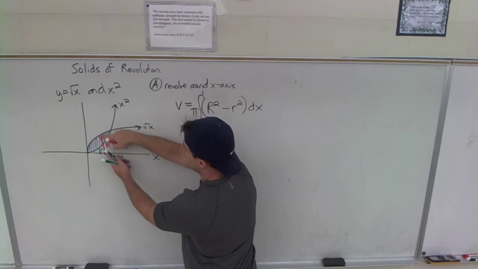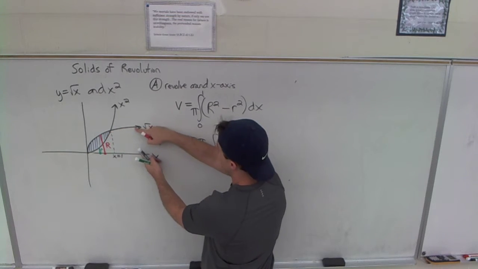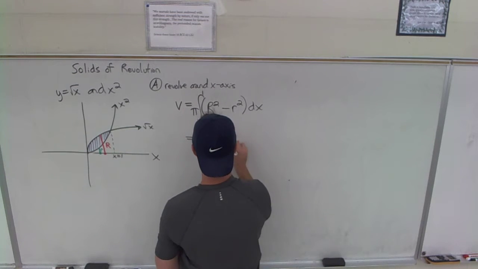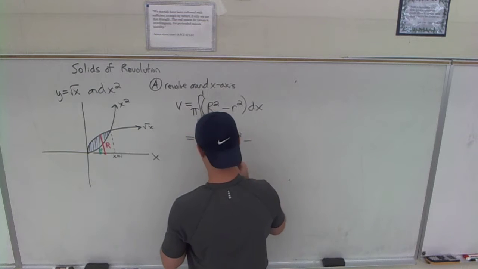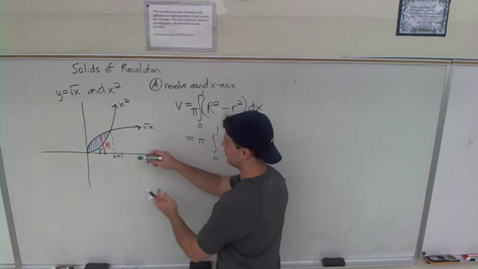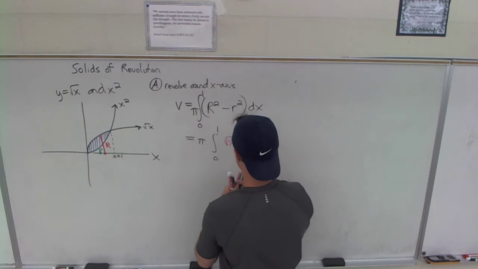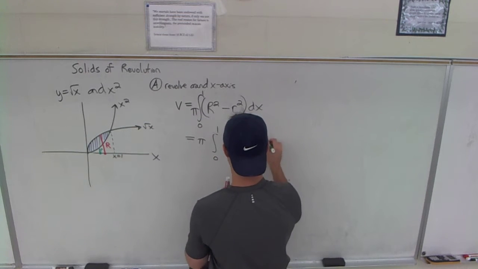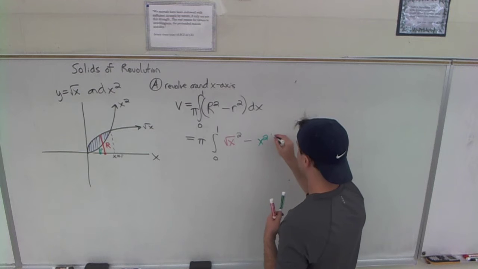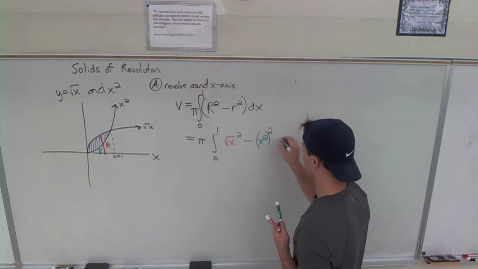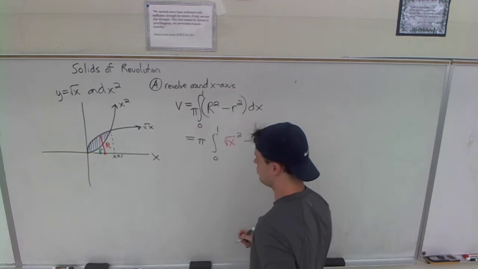Big R, I think, is clearly just the height of the square root function. So it's the square root of x being squared. Little r is this distance, so that's just the height of the x squared function. So it's x squared being squared. There you go. That's our integral.